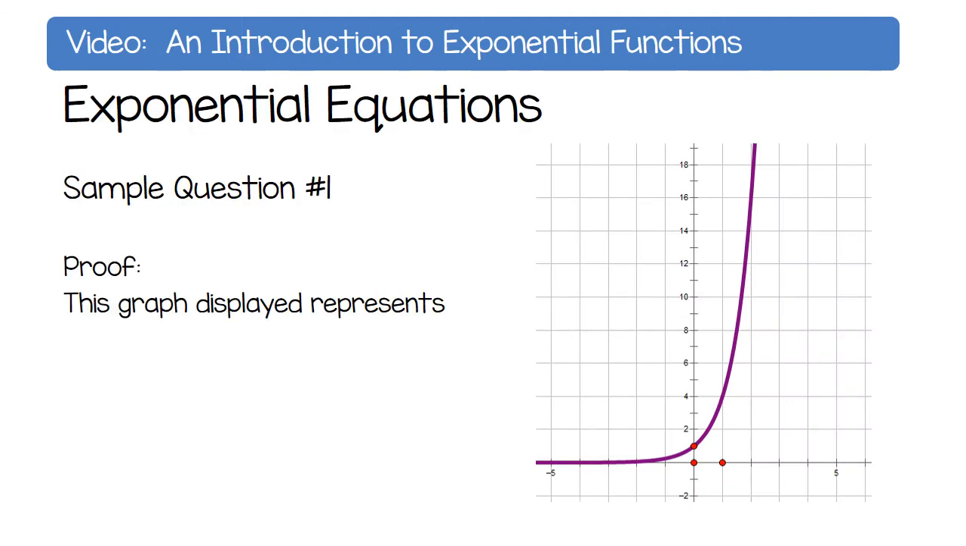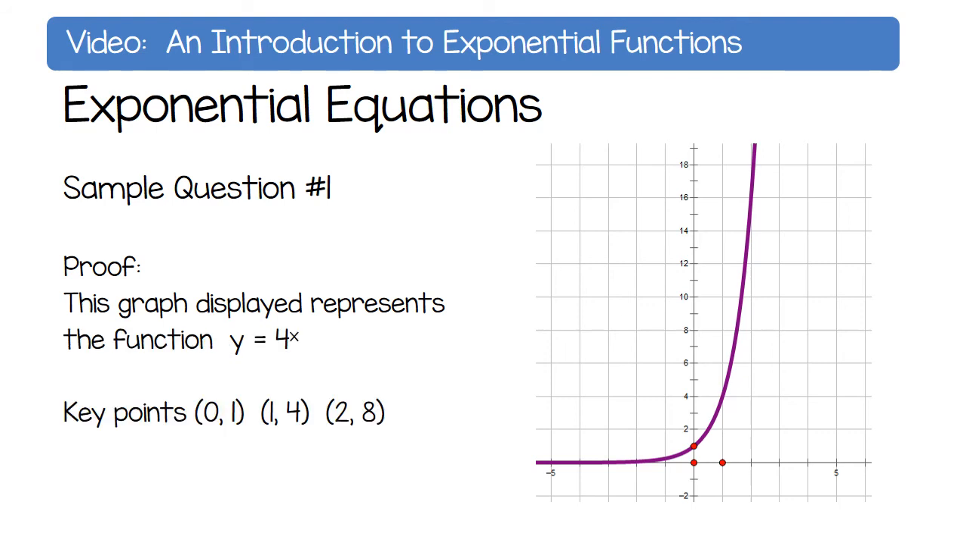This is the graphical representation of the function y = 4^x. Key points: (0, 1), (1, 4), (2, 8). Clearly, this is growth. Y is increasing.